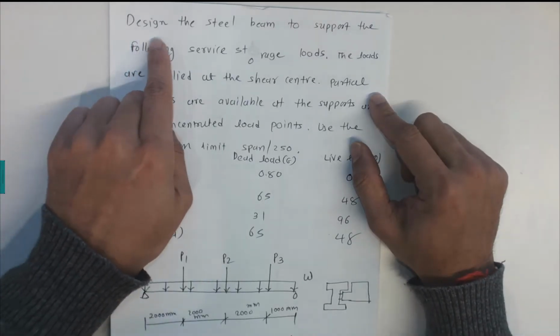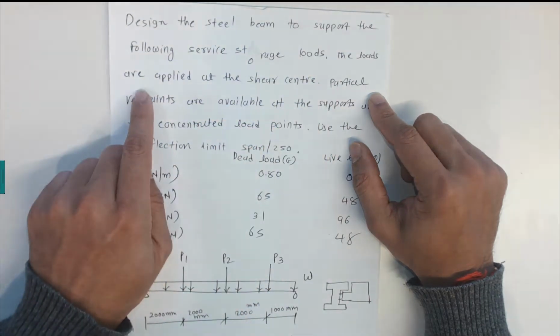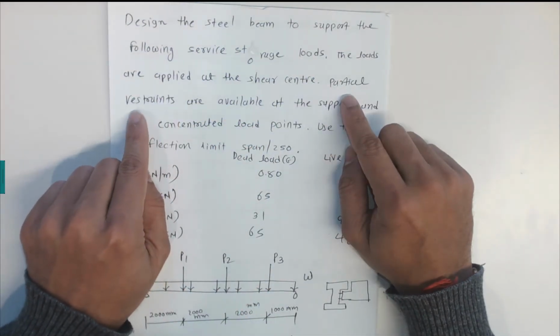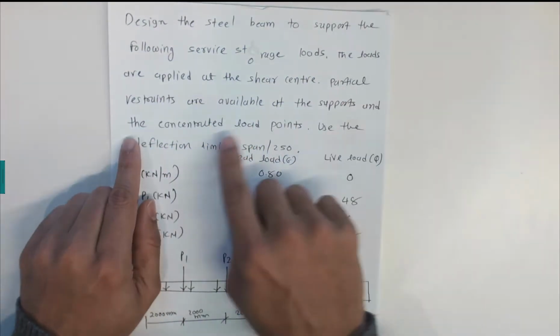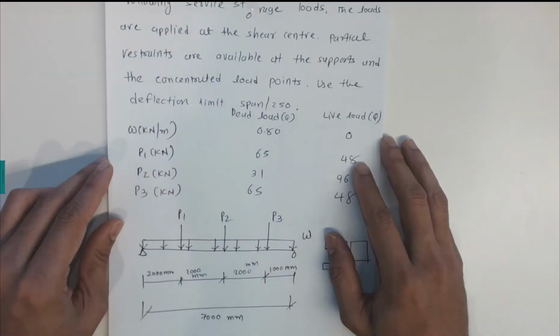This video explains the design of a steel beam to support the following service storage load. The loads are applied at the shear center. Partial restraints are available at the support and concentric load points. Use the deflection limit of span divided by 250.